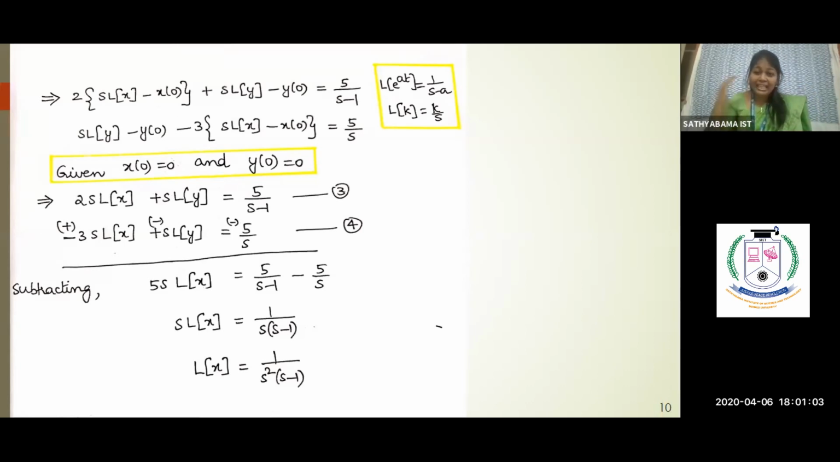What are we doing? We are eliminating one variable. So we have successfully eliminated L of y. So I have only L of x now. Fine. Now, simplify. Find L of x exclusively. So you have to have L of x on one side, bring all the other terms to the other side. Only then step 4 is over.